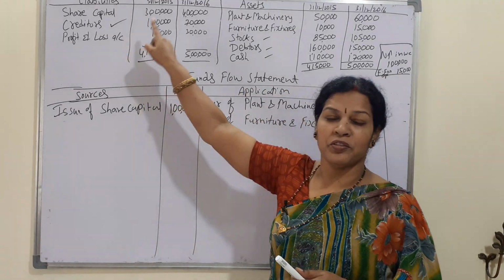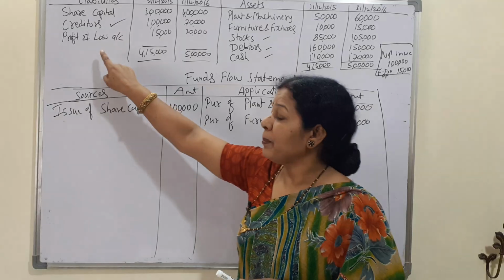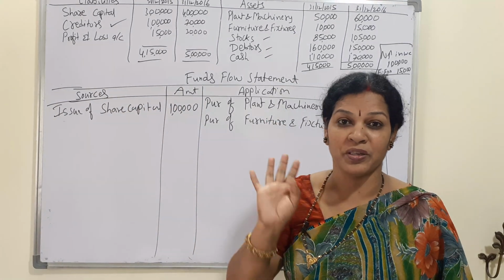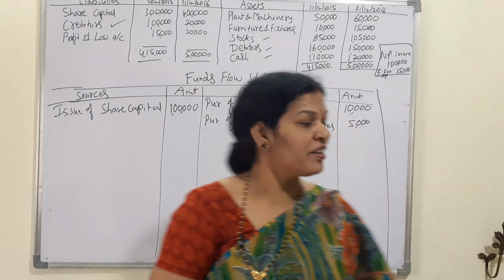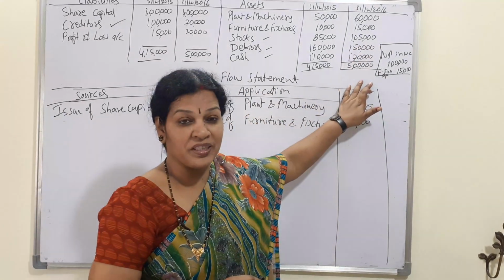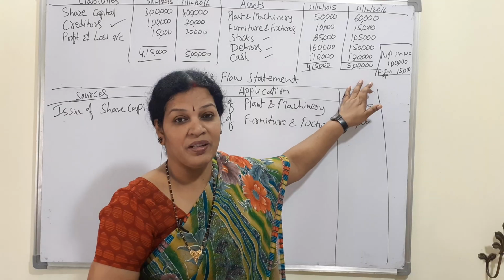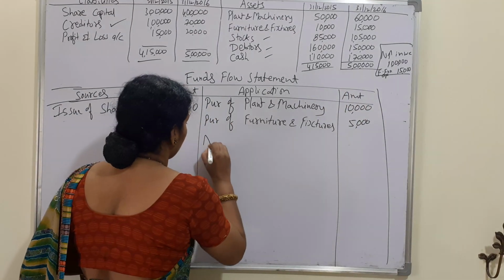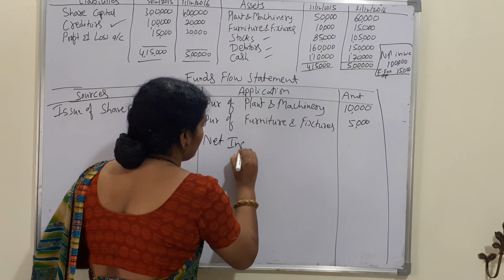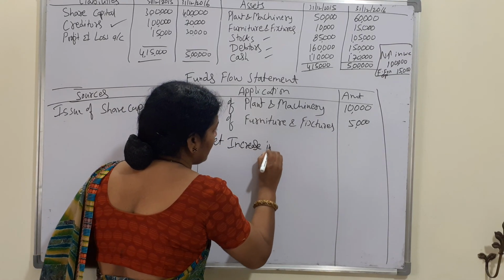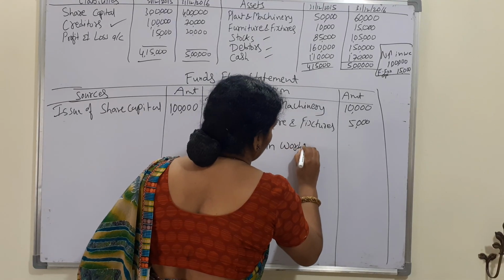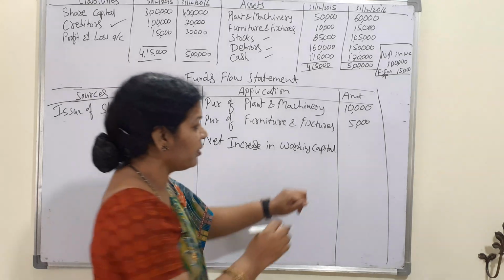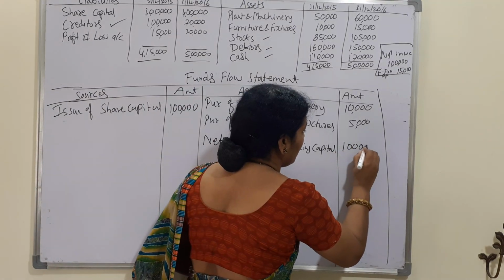Creditors already we have taken into schedule of changes in working capital. Profit and loss account also taken into the adjusted profit and loss account as opening and closing balances. Now what to take? These two things. Net increase in working capital. Net increase in working capital always comes here, under application. How much is there? 1 lakh. Already as per the schedule of changes in working capital, 1 lakh.